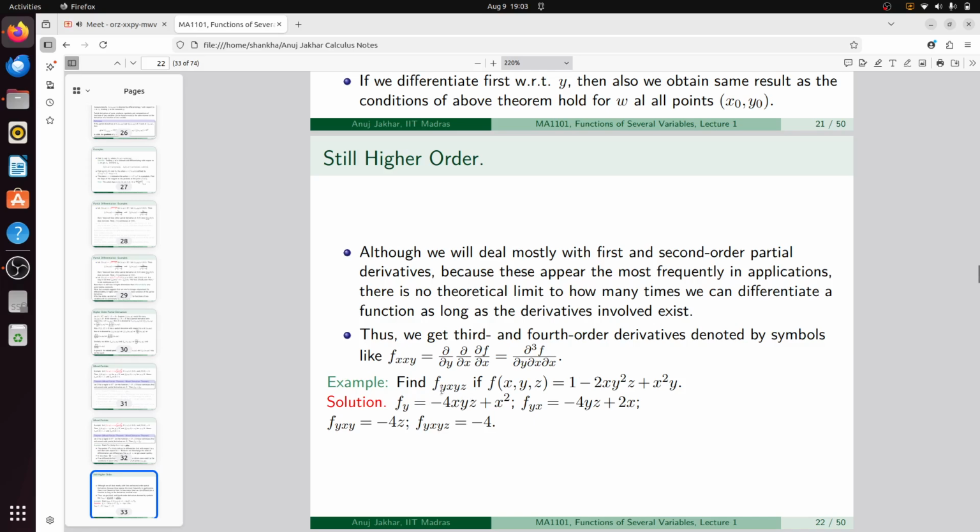So for fyxyz, you need to determine fy first. fy equals minus 4xyz plus x square. Then you take fyx, you get minus 4yz plus 2x. Then fyxy gives minus 4z. And fyxyz equals minus 4.